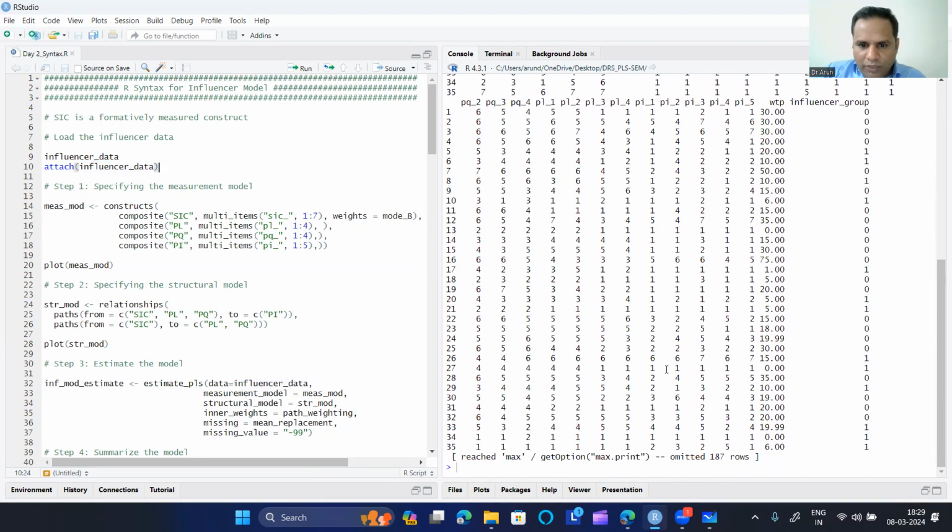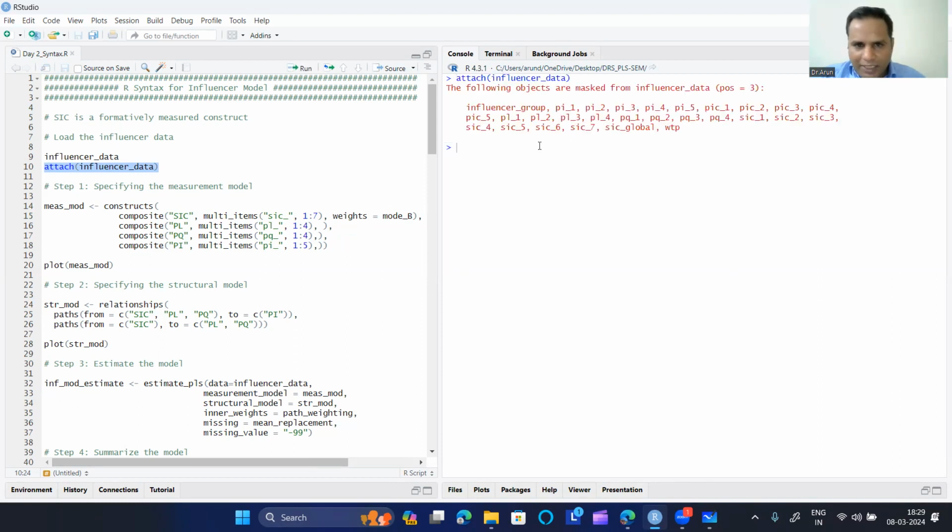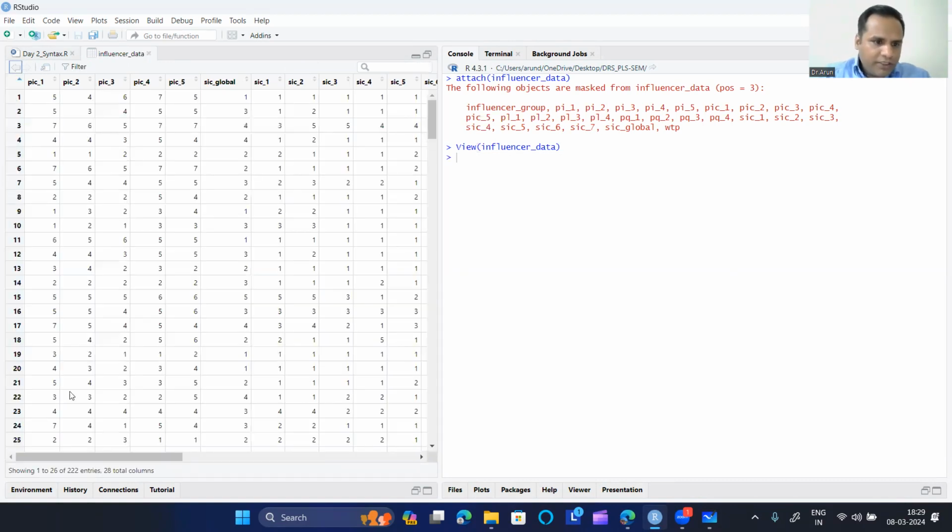Whenever you import the file, or let's say whenever you load the data, you should also attach the file. Attach is a command, line number 10. When you use attach, you can extract a particular column. So let me run line number 10. If you want to view this file, you can simply type view and then influencer data. You can view it in the script window itself.